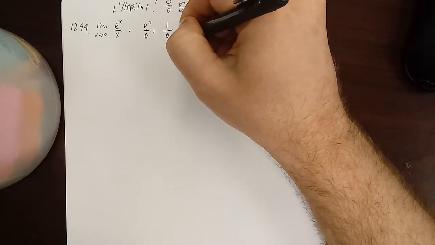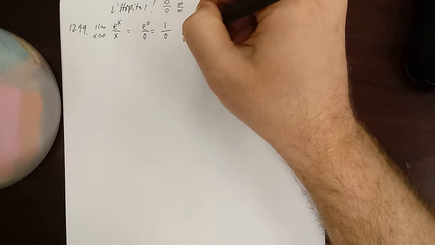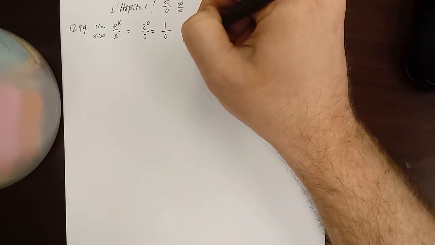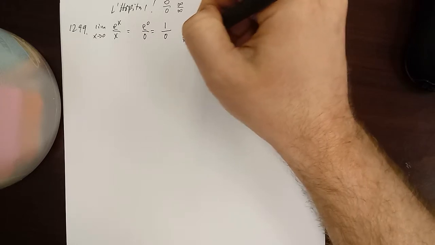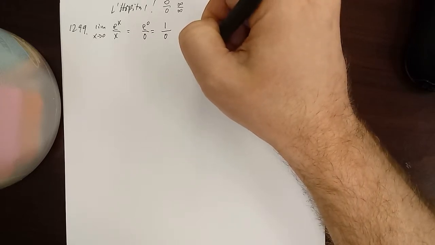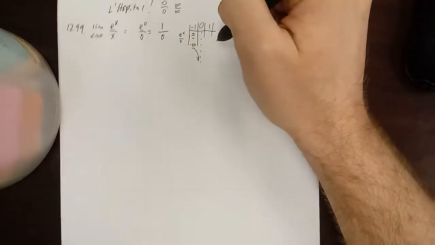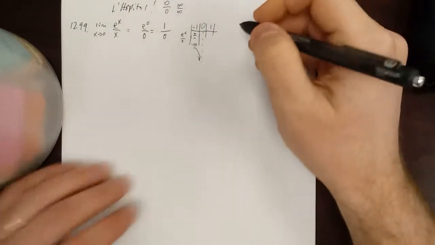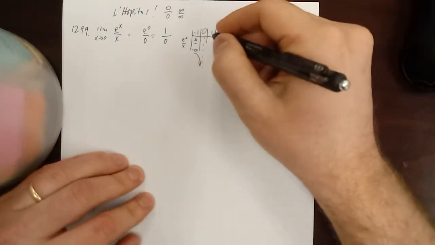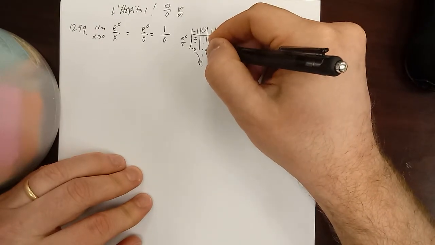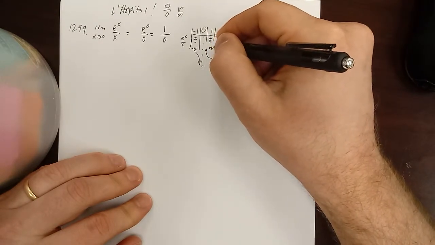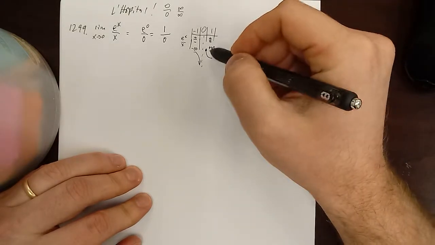If I plug in -1 to e to the x over x, I'm getting a positive on top and then negative on the bottom. So that seems like it's going off to negative infinity on this side. So it's like swooping down like this. We've got an asymptote. And then from the right-hand side, they're both positive. So because of that, it's swooping up to positive infinity. And so we'd say that limit does not exist.